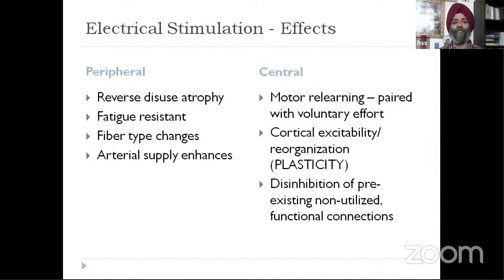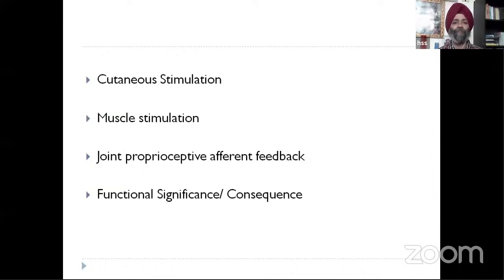So the electrical stimulation can have both peripheral and central effects, and on the central nervous system, motor relearning and increase of cortical excitability and reorganization are the main effects that we are looking for. The modes in which the electrical stimulation can have an effect on the nervous system is by virtue of sensory and cutaneous stimulation, by stimulating the muscle, by providing the proprioceptive feedback which comes with any natural movement, and the functional significance and consequence. So these are all the things that happen when we are using a functional electrical stimulation.